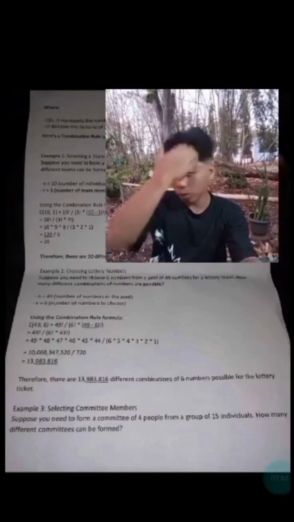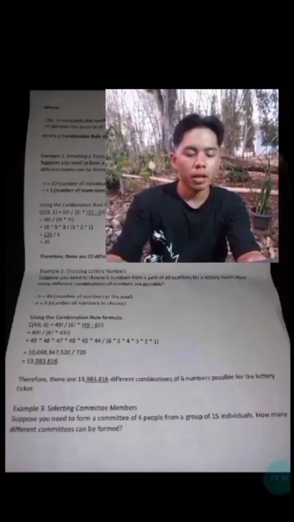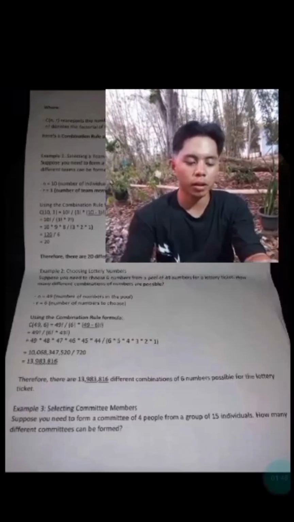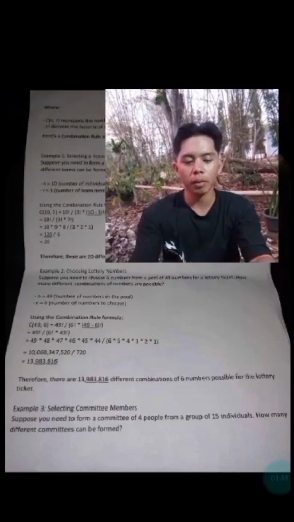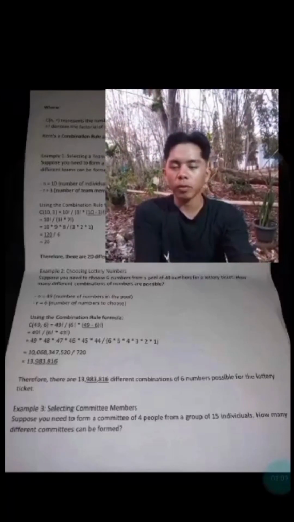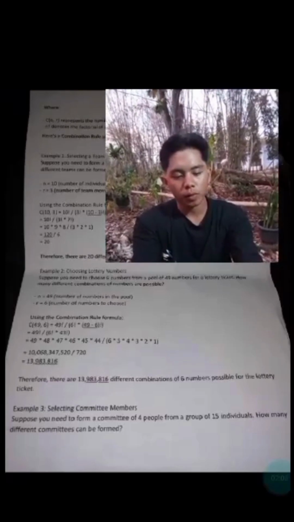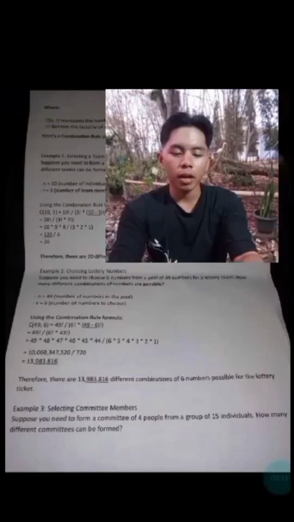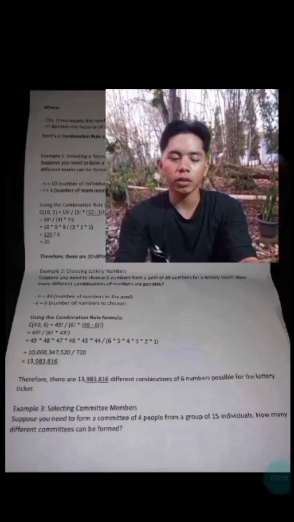So using the combination rule formula, C of 49 and 6 equals 49 factorial divided by 6 factorial multiplied by 49 minus 6, which is 43 factorial. So that is 49 factorial divided by 6 factorial multiplied by 43 factorial. Then we multiply 49, 48, 47, 46, 45, 44, and in the denominator, 6 times 5 times 4 times 3 times 2 times 1. Then we divide the results.